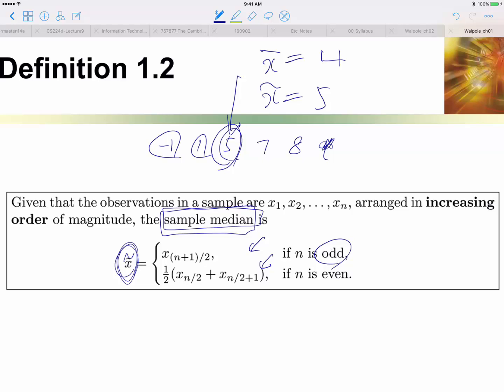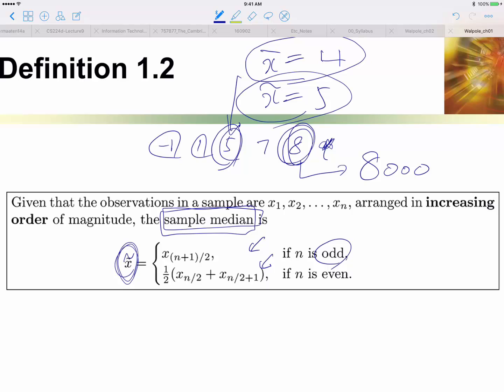But somehow this device malfunctioned, or someone intentionally changed some of your data. Okay, so for example, I changed this value, or some faulty device made a mistake of measuring this value as 8,000. So this is clearly a mistake, and this is clearly a wrong value, right? In this case, the sample mean will definitely change, but this median will still remain the same, right?